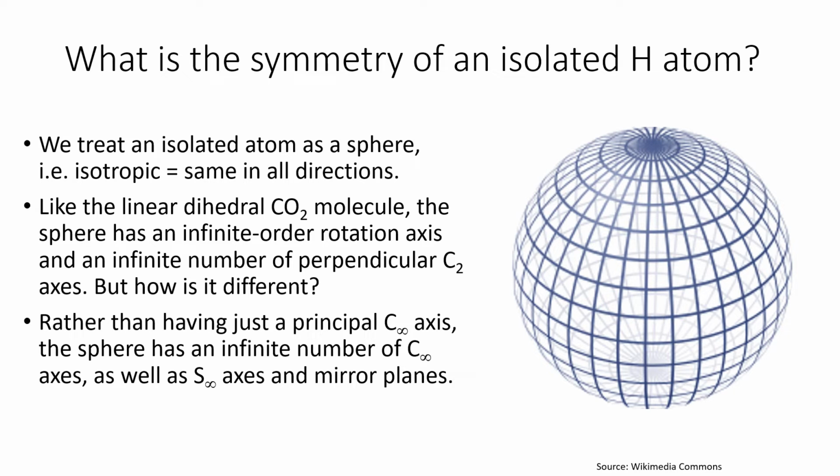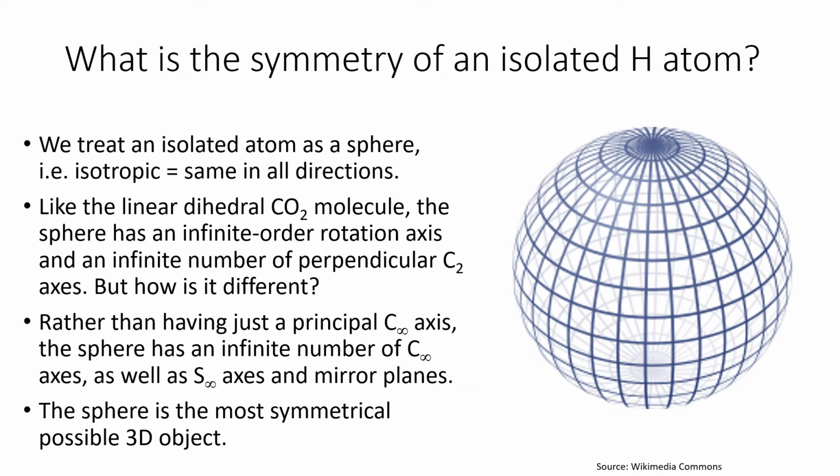So rather than just having an infinite fold axis of rotation, we've got an infinite number of infinite fold axes of rotation. And in addition to that, we've got an infinite number of infinite fold axes of improper rotation. And so that implies each of them will have their own perpendicular mirror plane, and they're the mirror planes that hold the axes. So we've just got infinities all over the place. And in fact, an isolated atom, or in this case, if you like, an isolated hydrogen atom, is in fact the most symmetrical possible thing you can have in three-dimensional space.